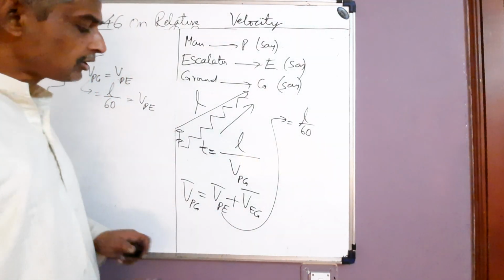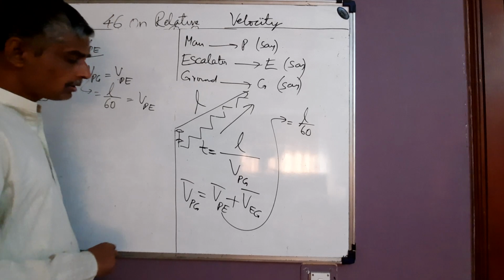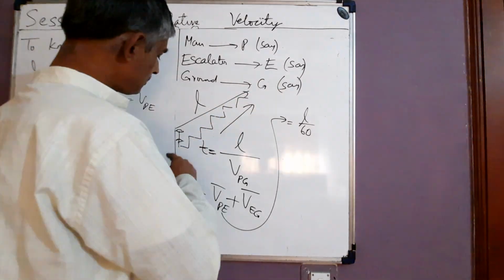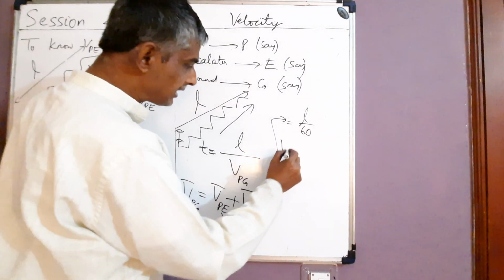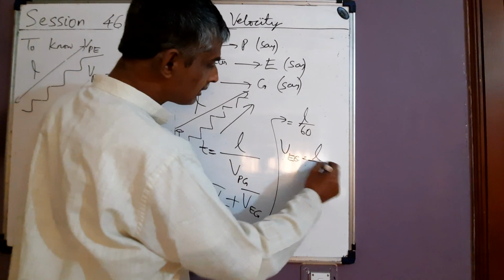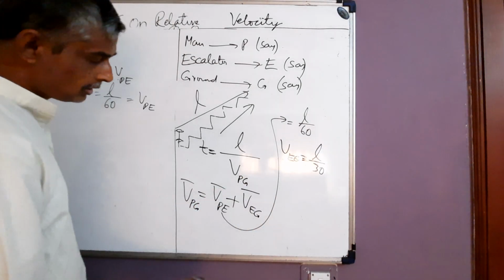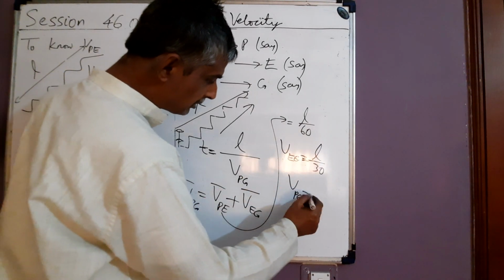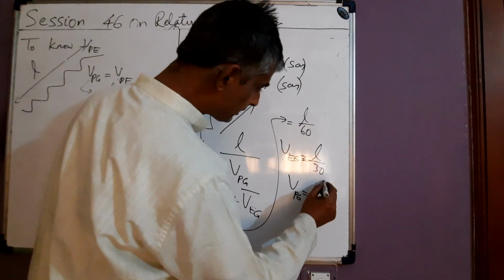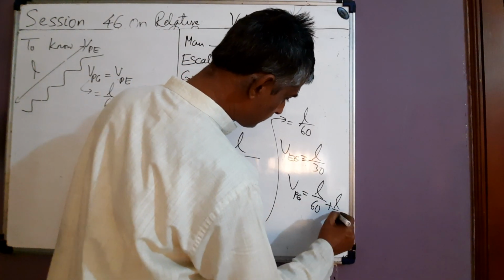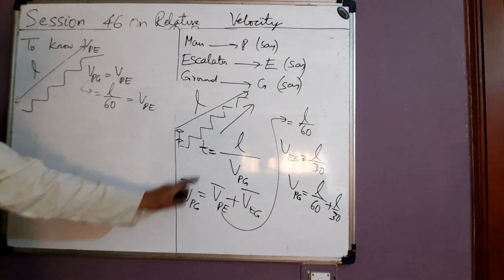Now VG is the velocity of escalator with respect to ground. It is clearly stated that the person, standing on the same escalator, is carried up in 30 seconds. So velocity of escalator with respect to ground will be L by 30. Now these two are in the same direction, so VPG will be simply the sum of the magnitudes of these two vectors, by the parallelogram law of vector addition. So that becomes L by 60 plus L by 30. This is VPG. Now we substitute VPG in this formula.